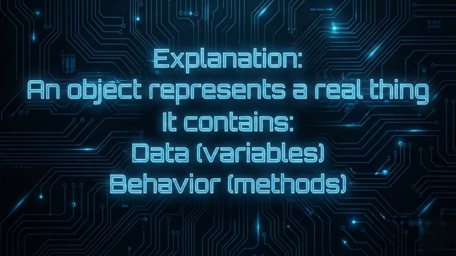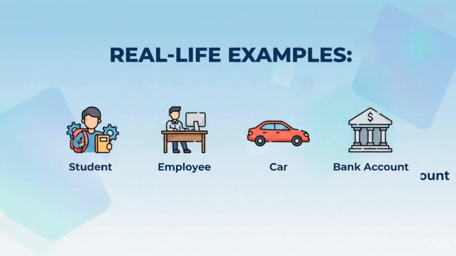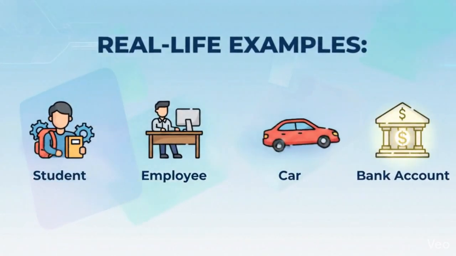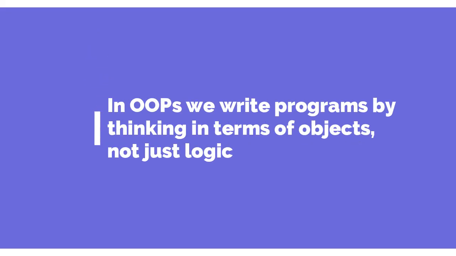classes. It is just like real-world entities. An object represents a real thing. It contains data, variables, and behavior, methods. Real-life examples are students, employees, cars, bank accounts. In OOPS, we write programs by thinking in terms of objects, not just logic.